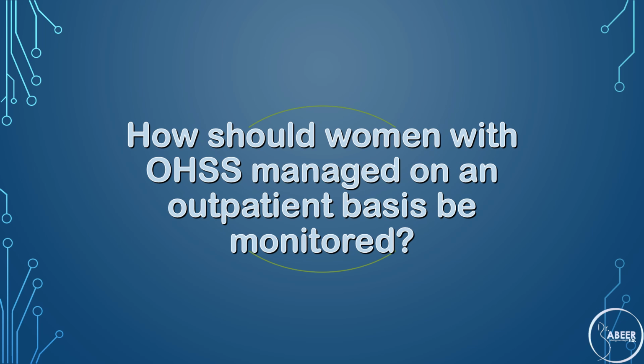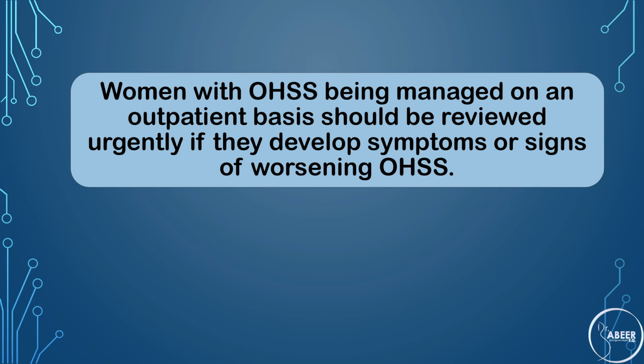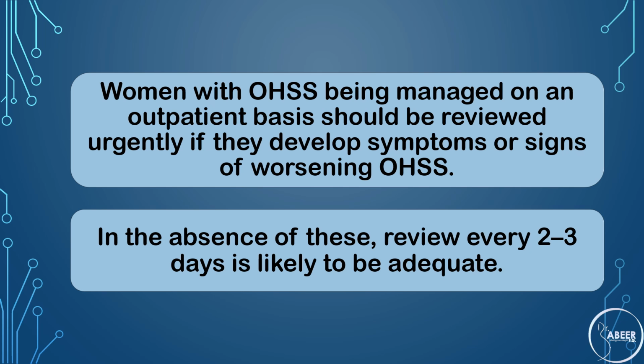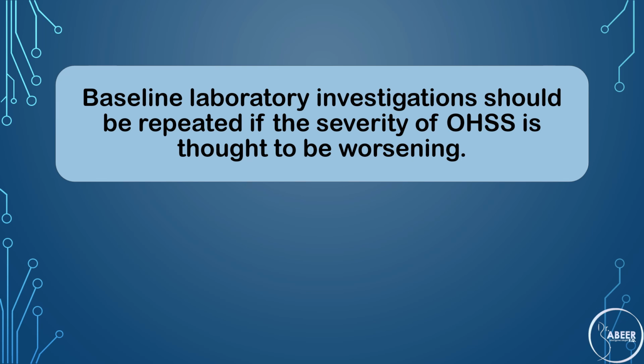How should women with ovarian hyperstimulation syndrome managed on an outpatient basis be monitored? Women with ovarian hyperstimulation syndrome being managed on an outpatient basis should be reviewed urgently if they develop symptoms or signs of worsening OHSS. In the absence of this, review every 2 to 3 days is likely to be adequate. Baseline laboratory investigations should be repeated if the severity of OHSS is thought to be worsening.